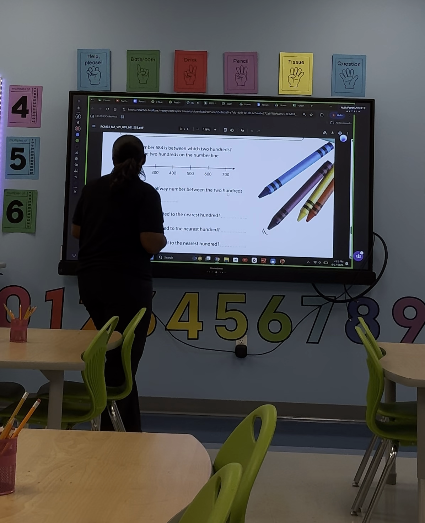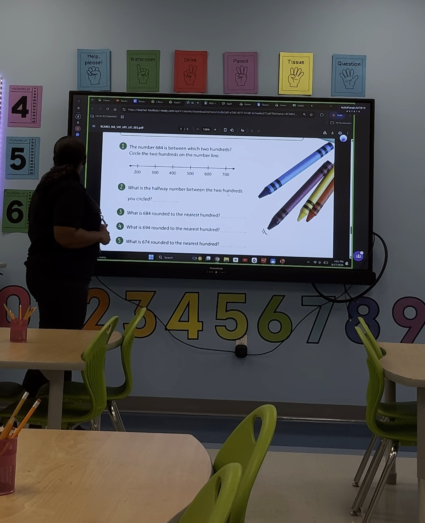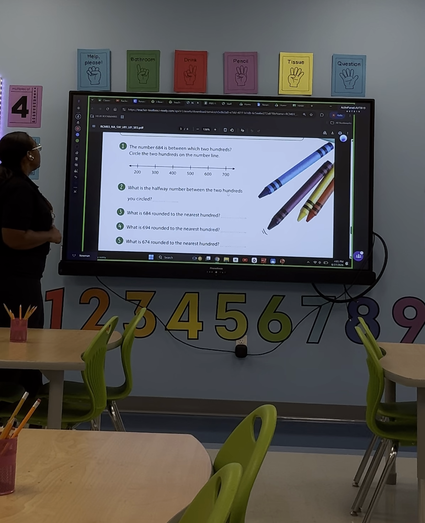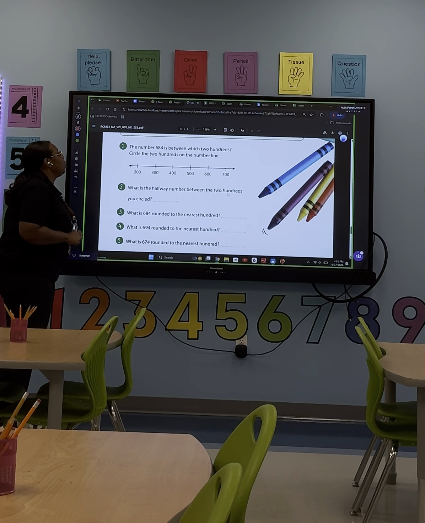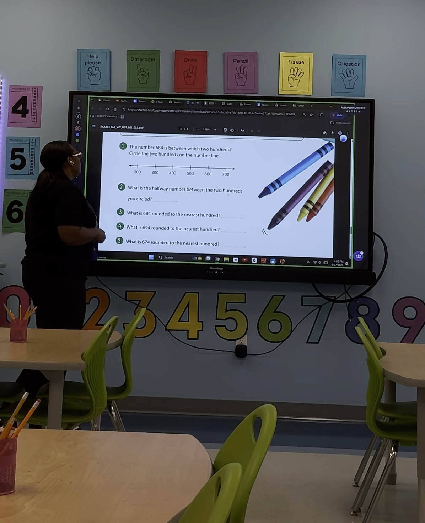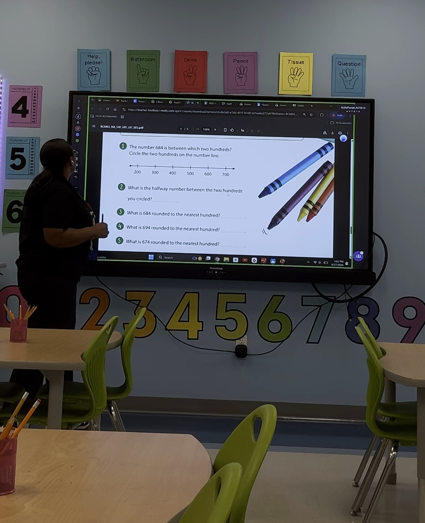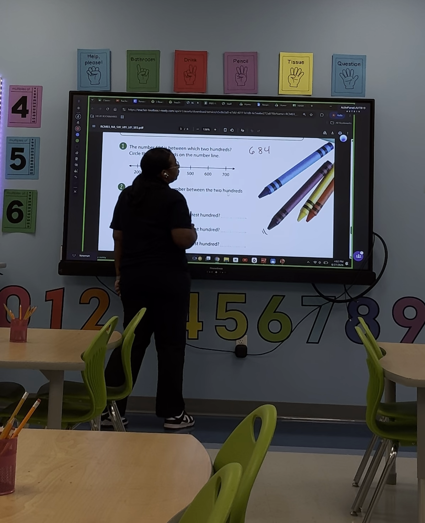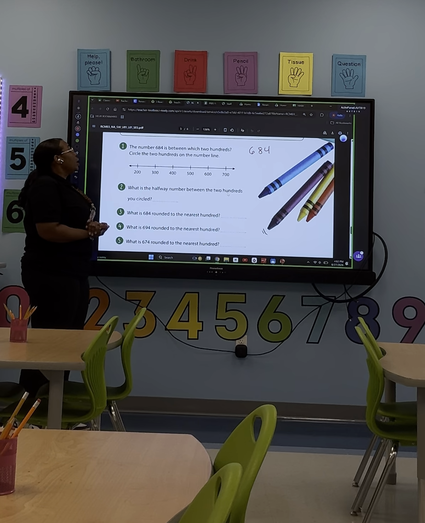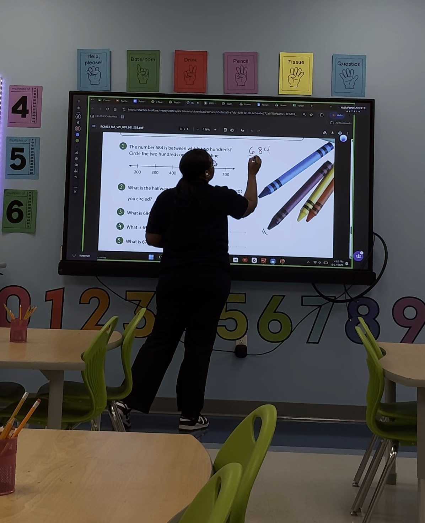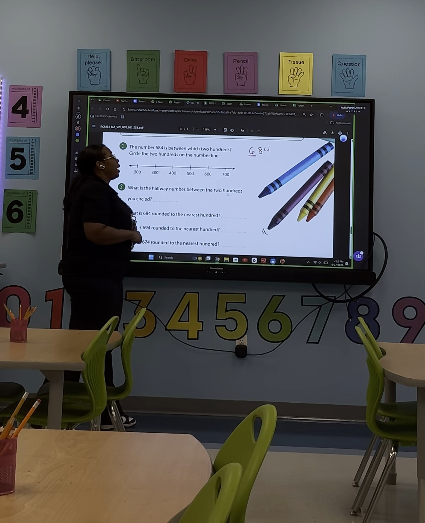Today our lesson started on page 19. So this is number 1. It says the number 684 is between which two hundreds? Circle the two hundreds on the number line. Okay, so we start with our number 684. I'm just going to write it over here so it's a little bigger. Now, when we are rounding to the nearest hundreds, we look to see what number is in the hundreds place. The number that's in the hundreds place is this 6. So that's where I'm going to be rounding.